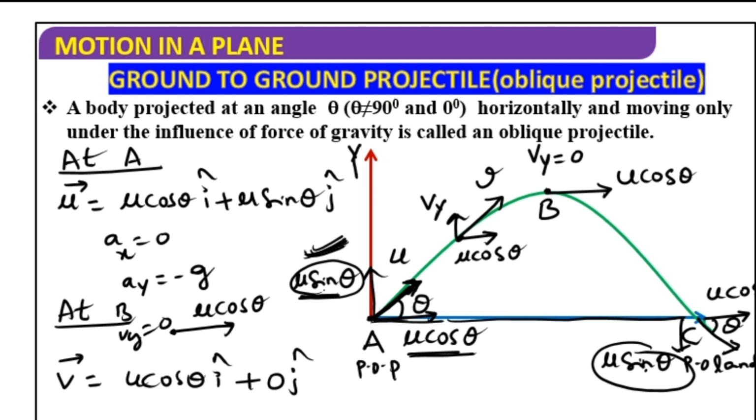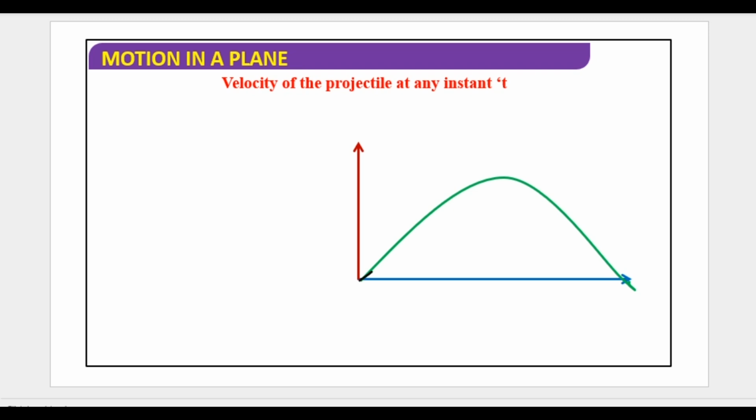And one more important thing is that velocity is maximum during projection and during landing. During landing and projection, velocity is maximum and it is minimum at the highest point. If a body is projected with a velocity u making an angle theta, then resolve this velocity into two components, that is u cos theta and another one is u sin theta.